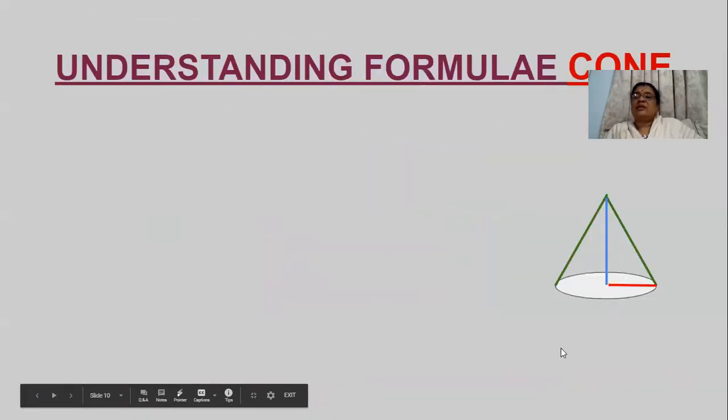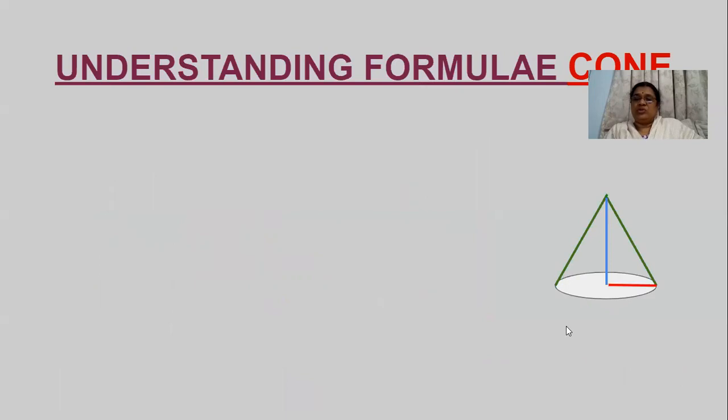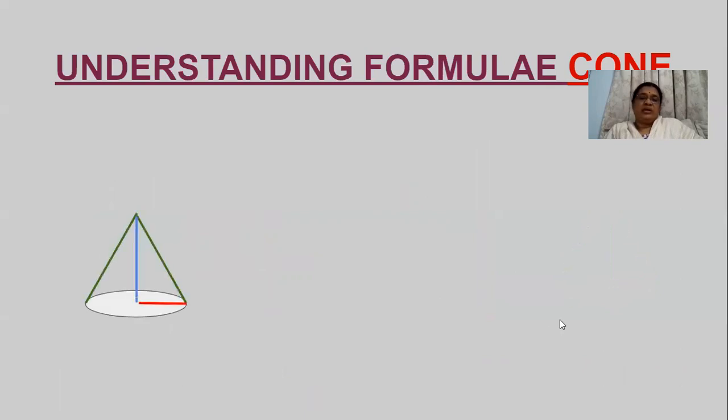Next, this is a cone. This cone, how does it look? It looks like a joker cap, and it looks like an ice cream cone also. And the base, how is it? The base is in a circular form, and this is a cone, and this red line segment is the radius of the cone, and the blue line segment is the height of the cone, and the green line segment is the slant height of the cone.